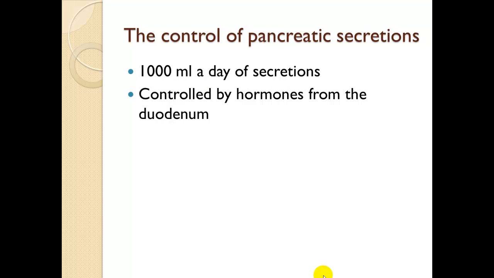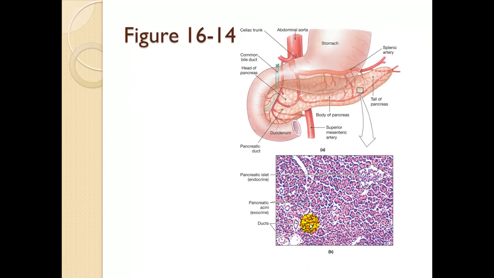The control of pancreatic secretions. You have about 1,000 mils a day of secretions from the pancreas, controlled by the hormones of the duodenum. And these will give either a positive feedback or a negative feedback system. So this is your abdominal aorta and your stomach, and your pancreas is lying just behind your stomach. They share a common bile duct, which we'll see here in just a little bit.